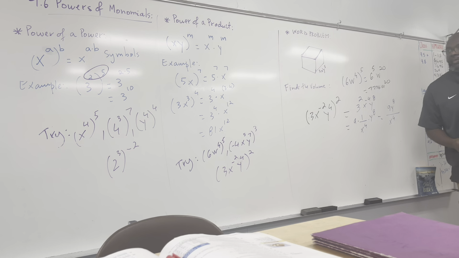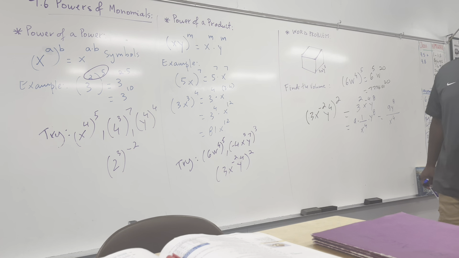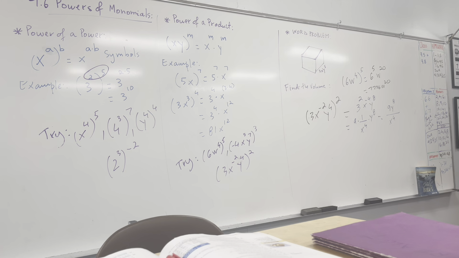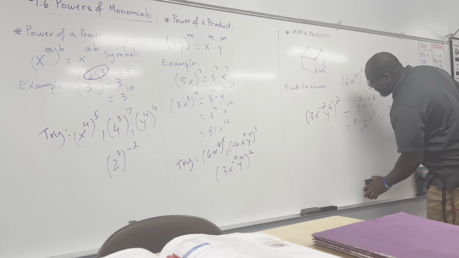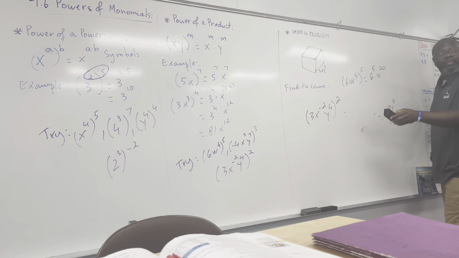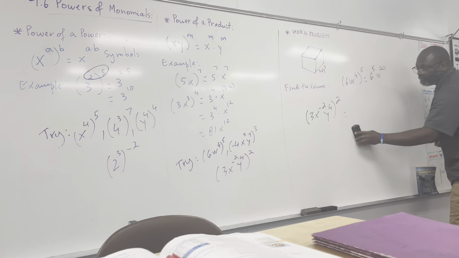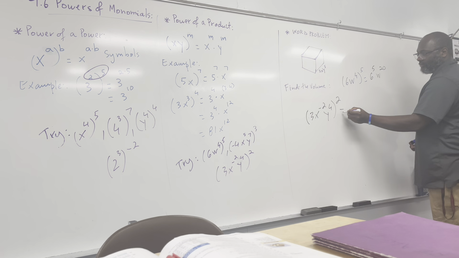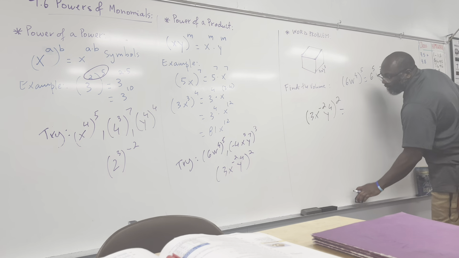Okay, now we're going to finish and close this with a word problem. You know what a cube is, right? How do you find the volume of a cube? You do what? Height times base. Let me write it again. So it's base times height. I got it. Right? You got it? Yeah, it's base times height, so it's width.